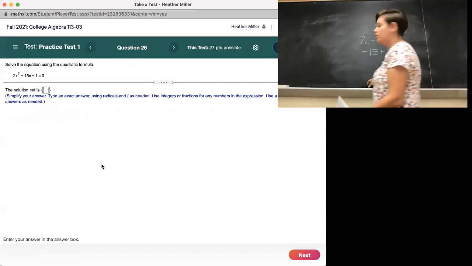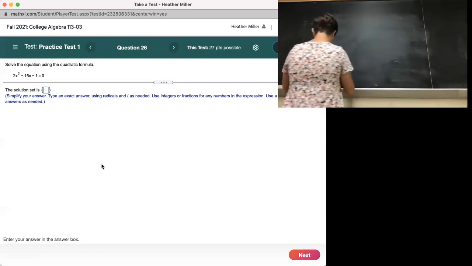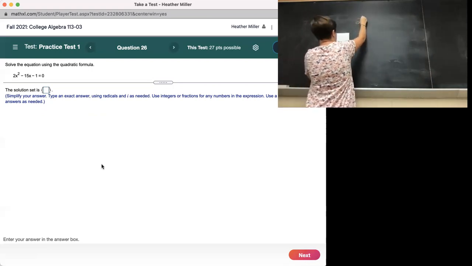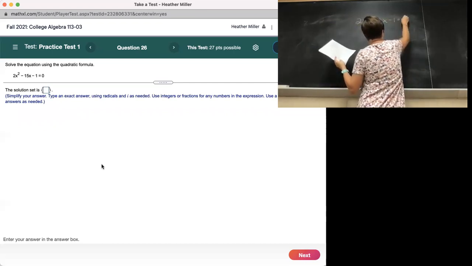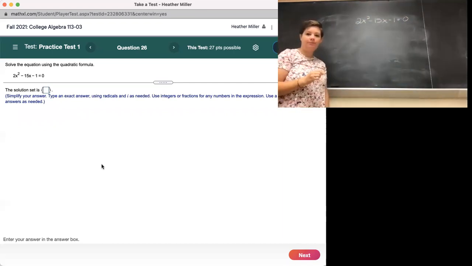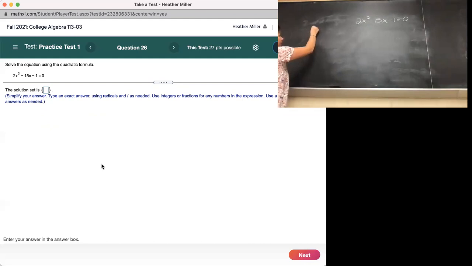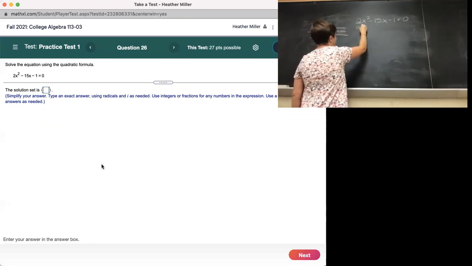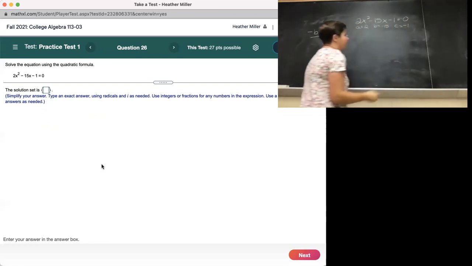Solve using the quadratic formula. So this specifically tells us to use the quadratic formula. 2x squared minus 15x minus 1 equals 0. So remember the quadratic formula? I sang it to Pop Goes the Weasel. It's negative b plus or minus the square root of b squared minus 4ac all over 2a. So the first thing I do on these is I say a equals 2, b equals negative 15, and c equals negative 1.